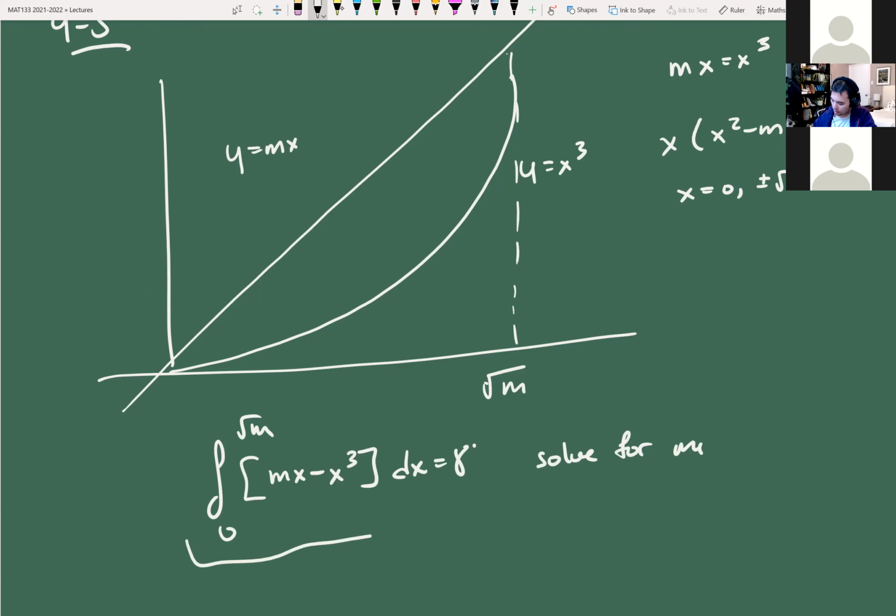Right, because you can actually compute this. It'll depend on m though, but you'll get some sort of equation. You can set it equal to 8, and then you can solve it. Okay, so that's 9-5. And then the last one, so I've been asked to do the week 7 stuff.